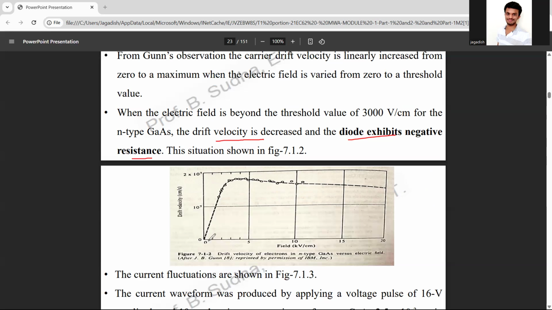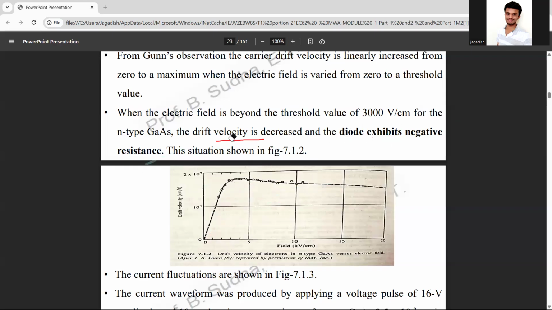So I told you the drift velocity increased whenever the voltage was applied in the range of 2000 to 3000. Whenever it was linear, and then it increased exponentially from 2000 to 3000. Later on, the diode exhibits negative resistance, so it started to decrease. That is what Gunn observed in his experiment. So this graph you are supposed to draw.